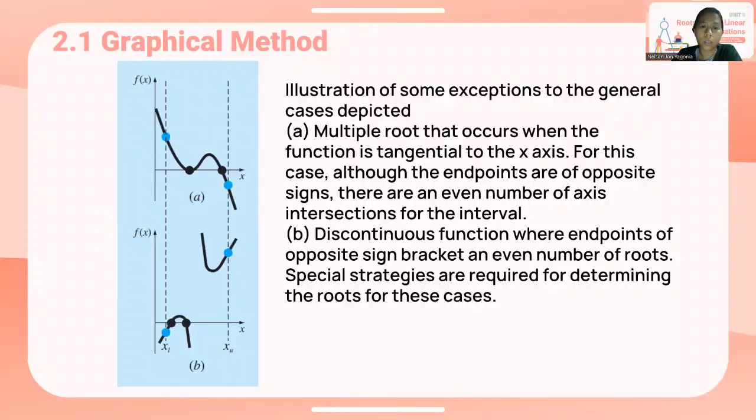For this case, although the endpoints are of opposite signs, there are an even number of axis intersections for the interval. In B, there is a discontinuous function where endpoints of opposite sign bracket an even number of roots. Special strategies are required for determining the roots for these cases.